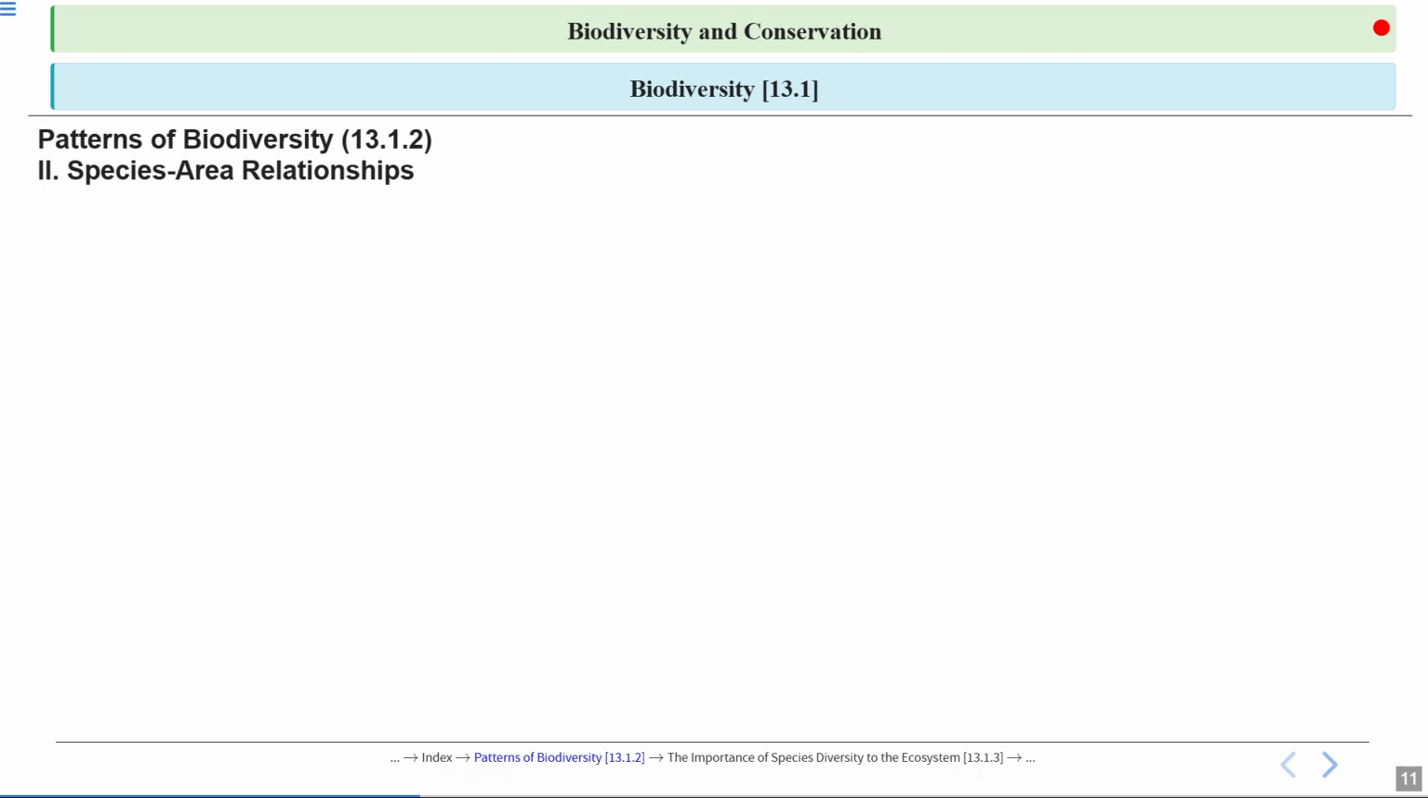Now let's talk about the species area relationship. First we were talking about the pattern of biodiversity. Now we'll be talking about the species area relationship. This section helps us see how the number of species changes as we explore larger areas.